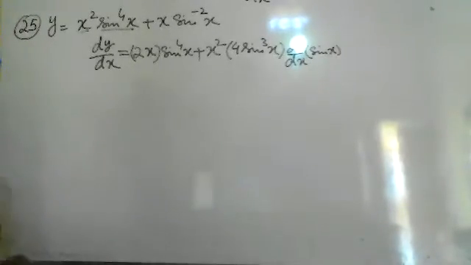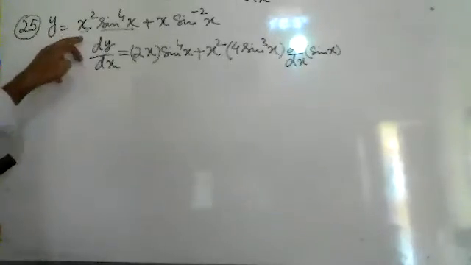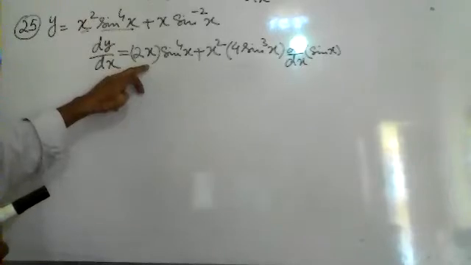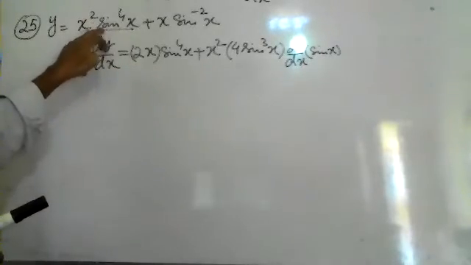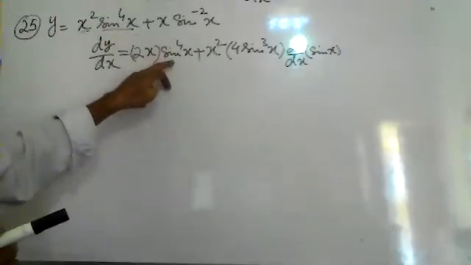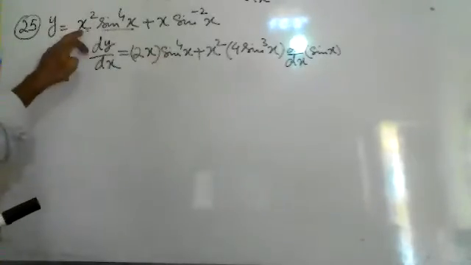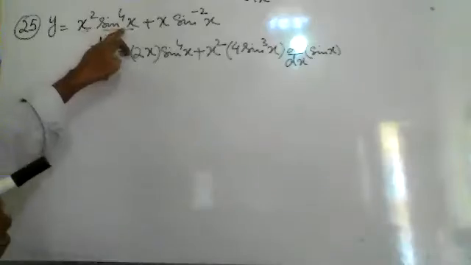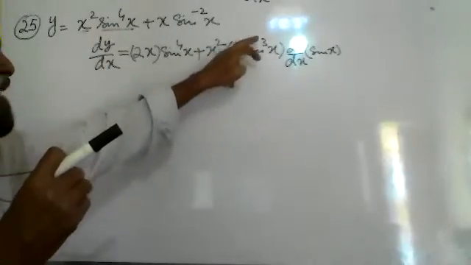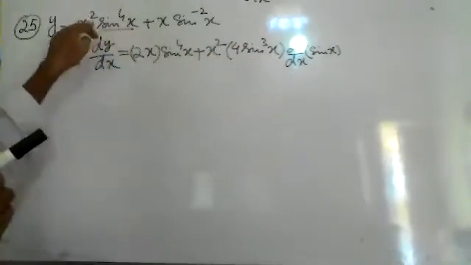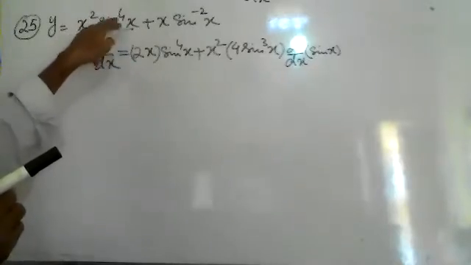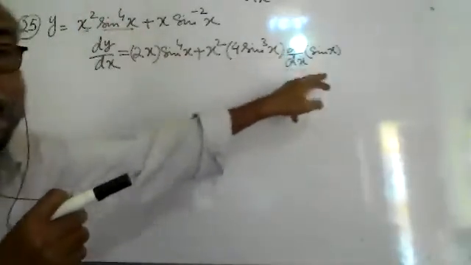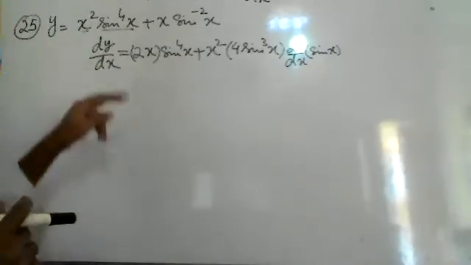So in this question, u into v. The derivative of u, that is 2x, into sine raised to power 4x is as it is. Then x square is as it is. Then the derivative of sine raised to power 4x will become 4 sine raised to power 3x into derivative of sine x, because this is in the power. This is the whole power 4. So what is inside the power? So derivative of that one function. So this is the first part.